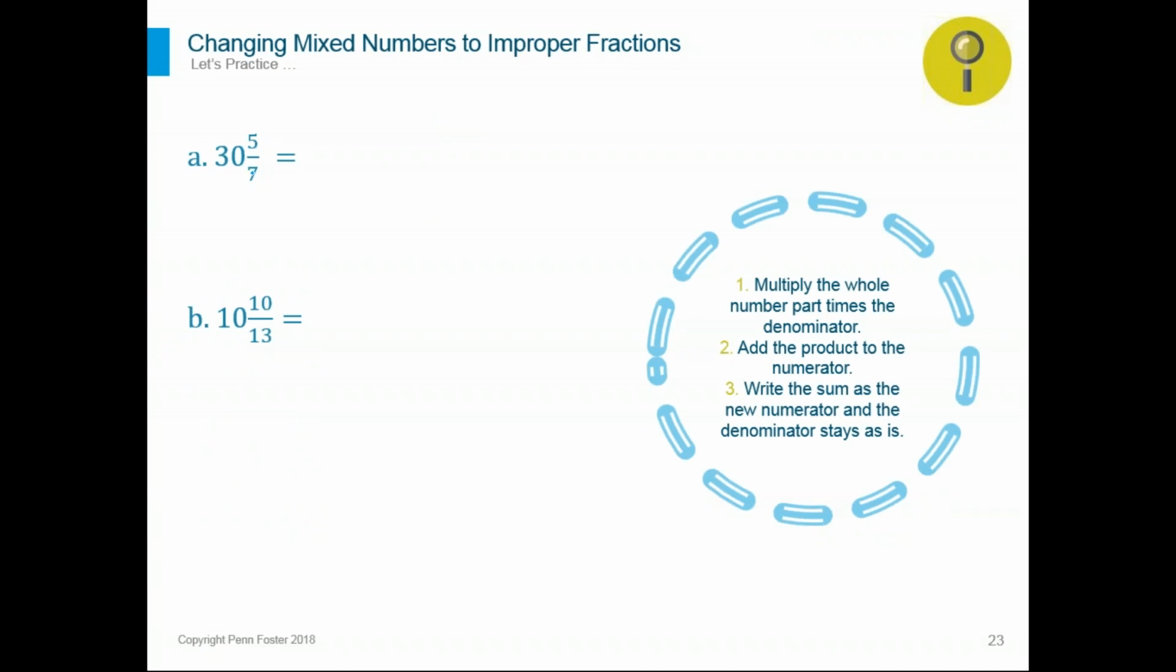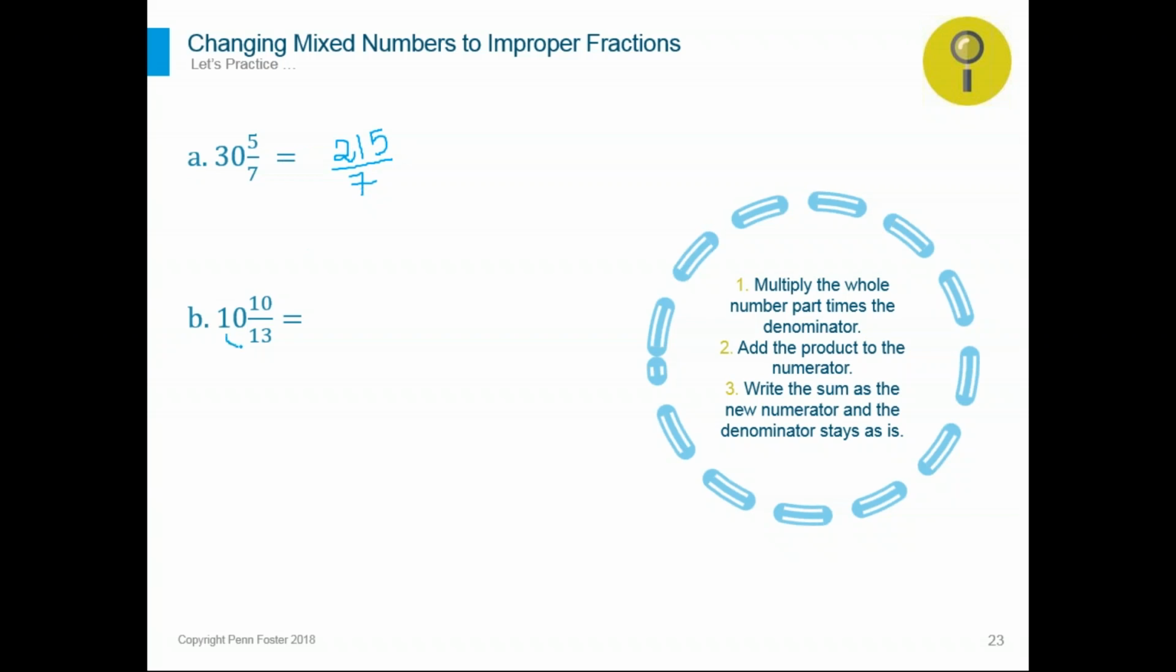Multiply 30 times 7, multiply the whole number times the denominator. So 30 times 7 is what? 210. And then add the product to the numerator. 210 plus 5 will give you 215. That will give you the new numerator. The denominator simply stays the same. That's it. So the improper fraction form of this mixed number is 215 over 7.